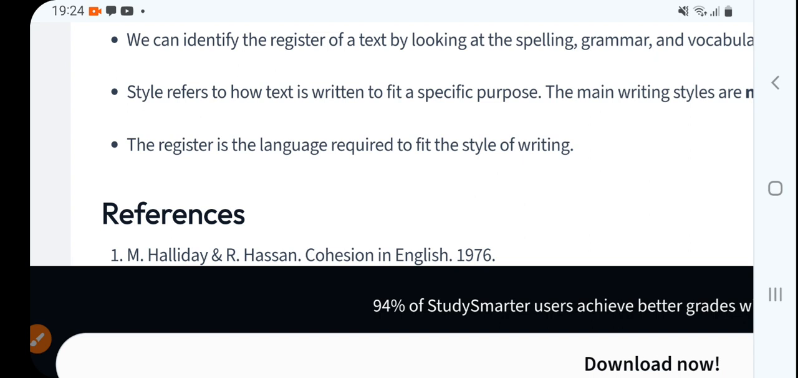So register in writing means which kind of register you are using, formal or frozen or something. That is required in style. So style uses register, of different kinds. In other words, we can say style has different options of register. Style can pick up any kind of register. So that is something about style and register.